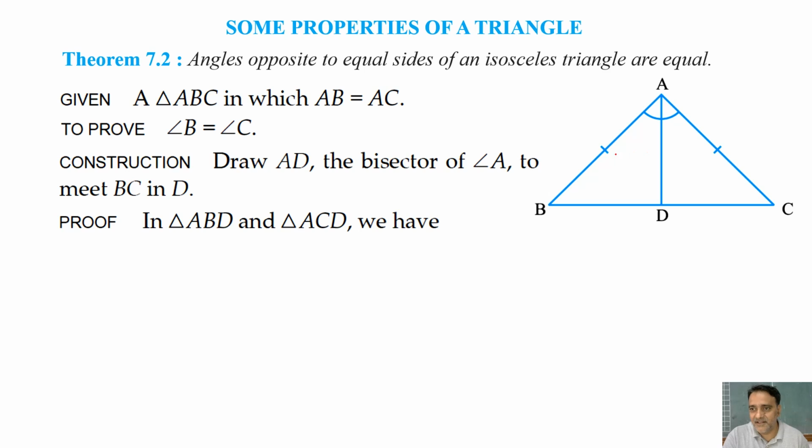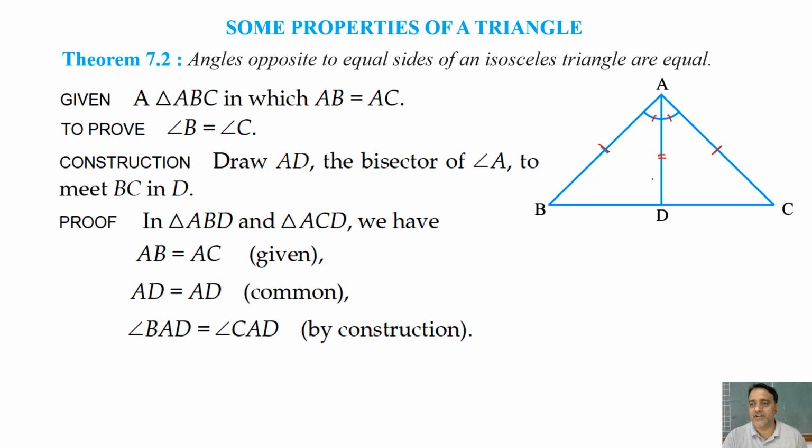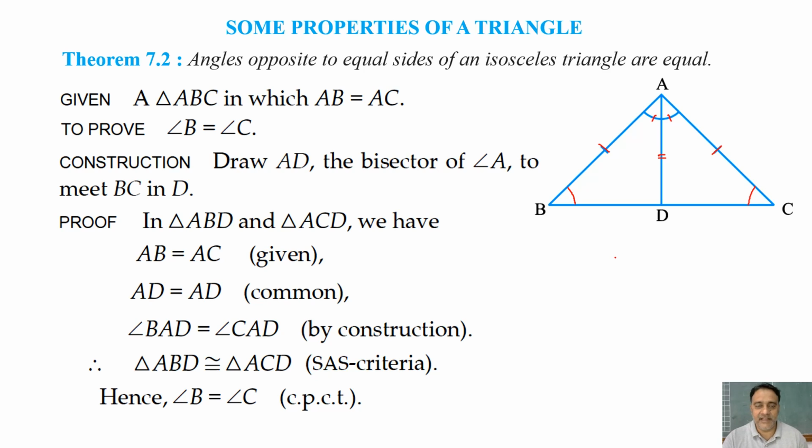We'll start. This is given, and these two angles are equal. Why? AD is the bisector of angle A. And what about this side? Common side, right. So these two triangles are congruent by which criteria? SAS criteria. So these two angles are equal. Why? By CPCT. So any doubt in this theorem? No, sir.